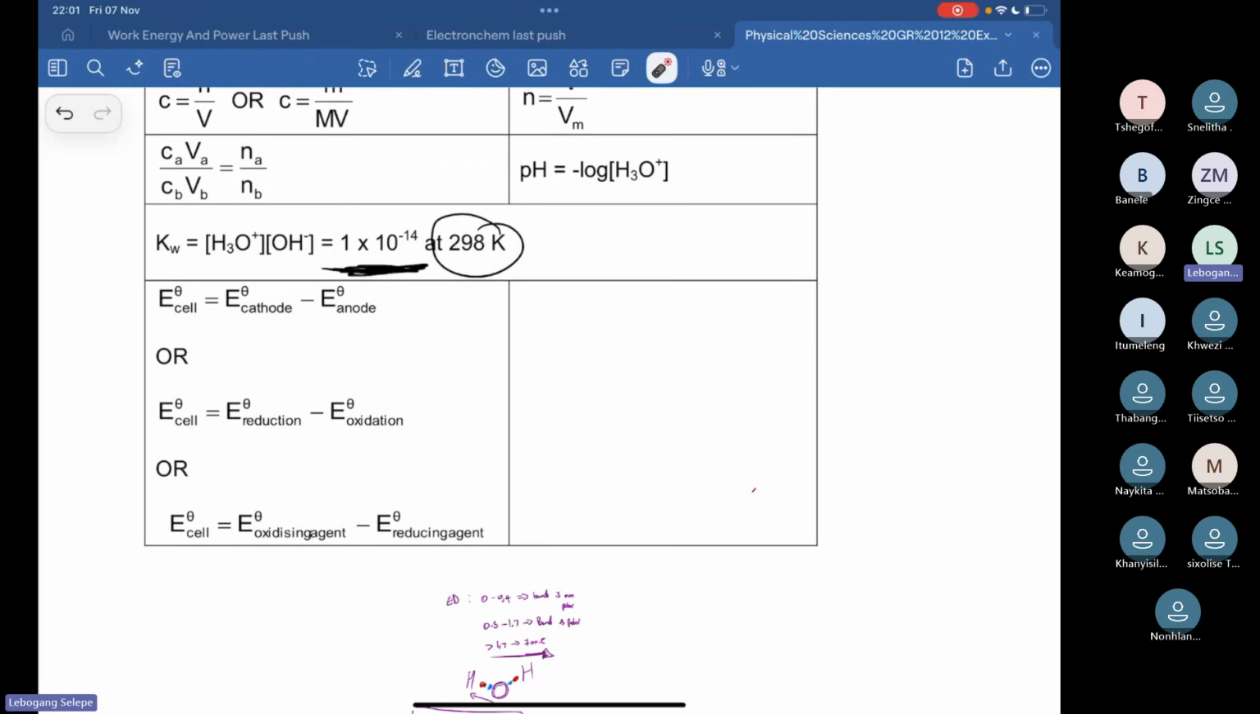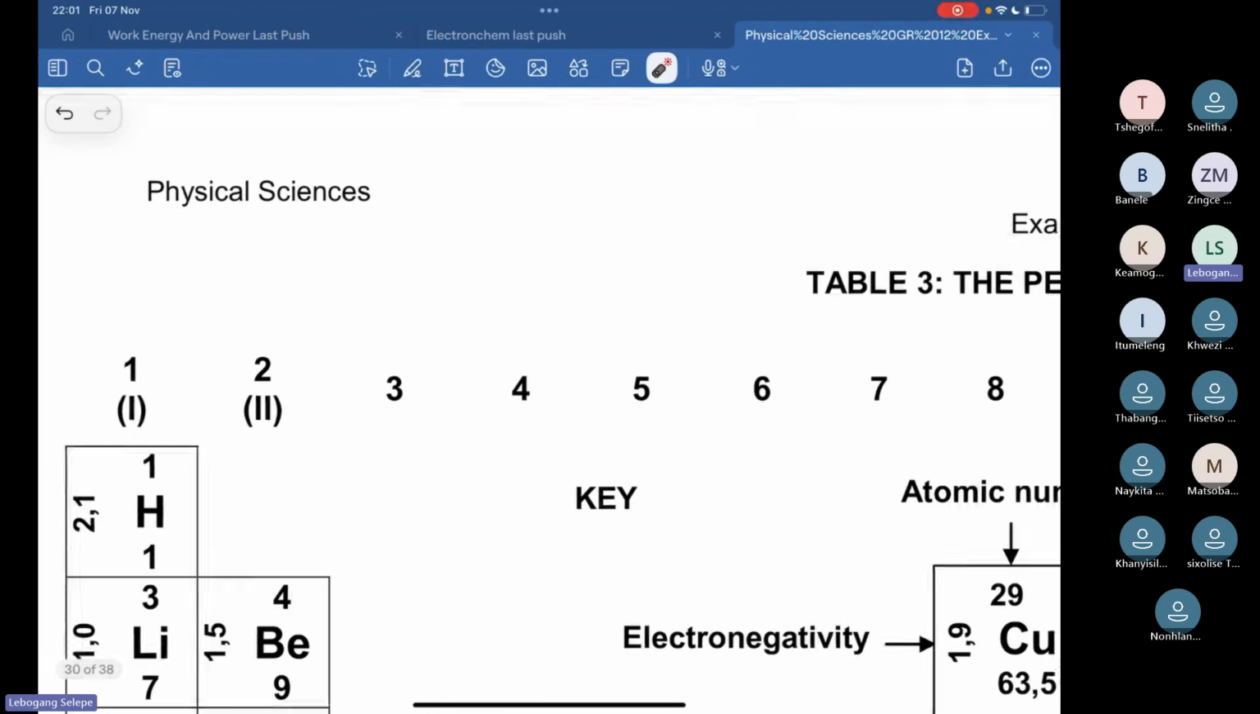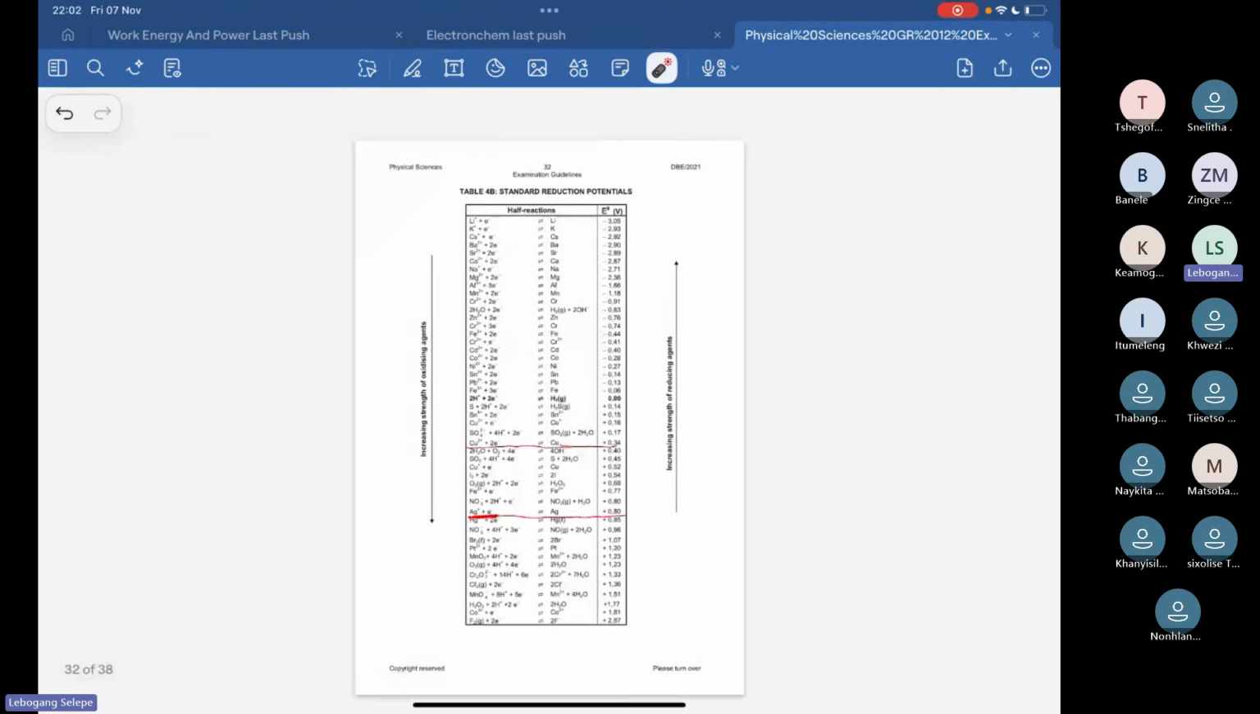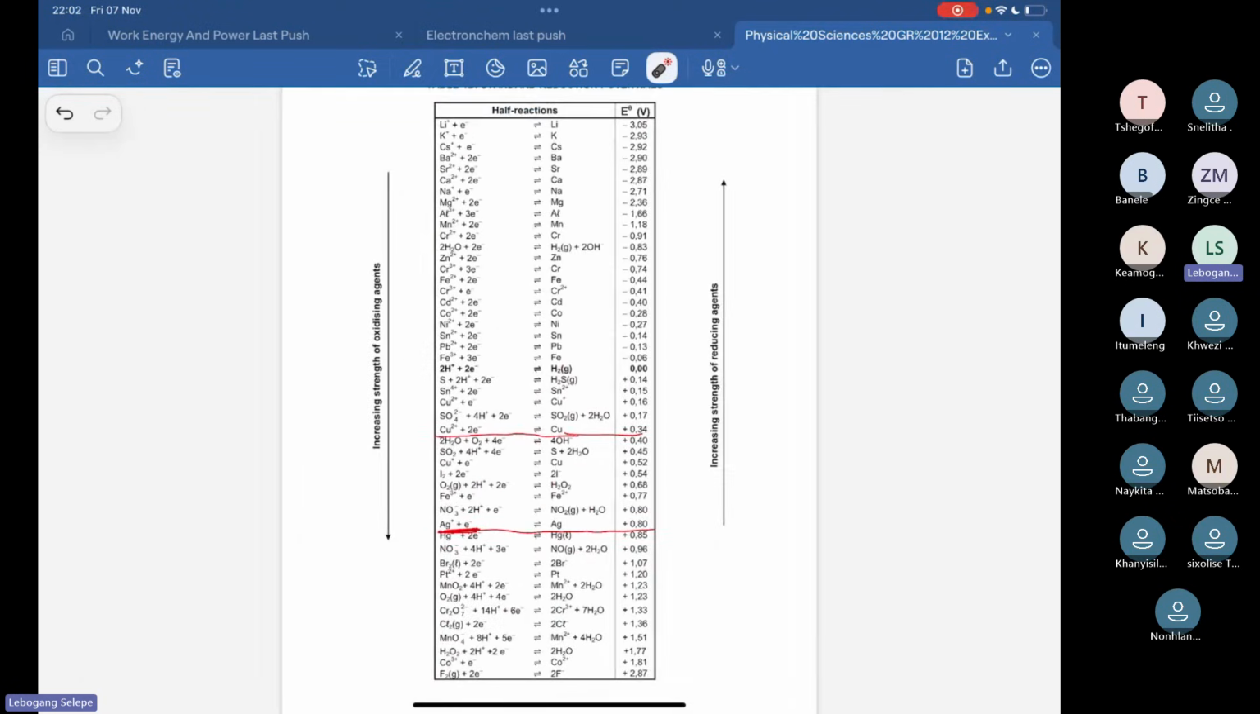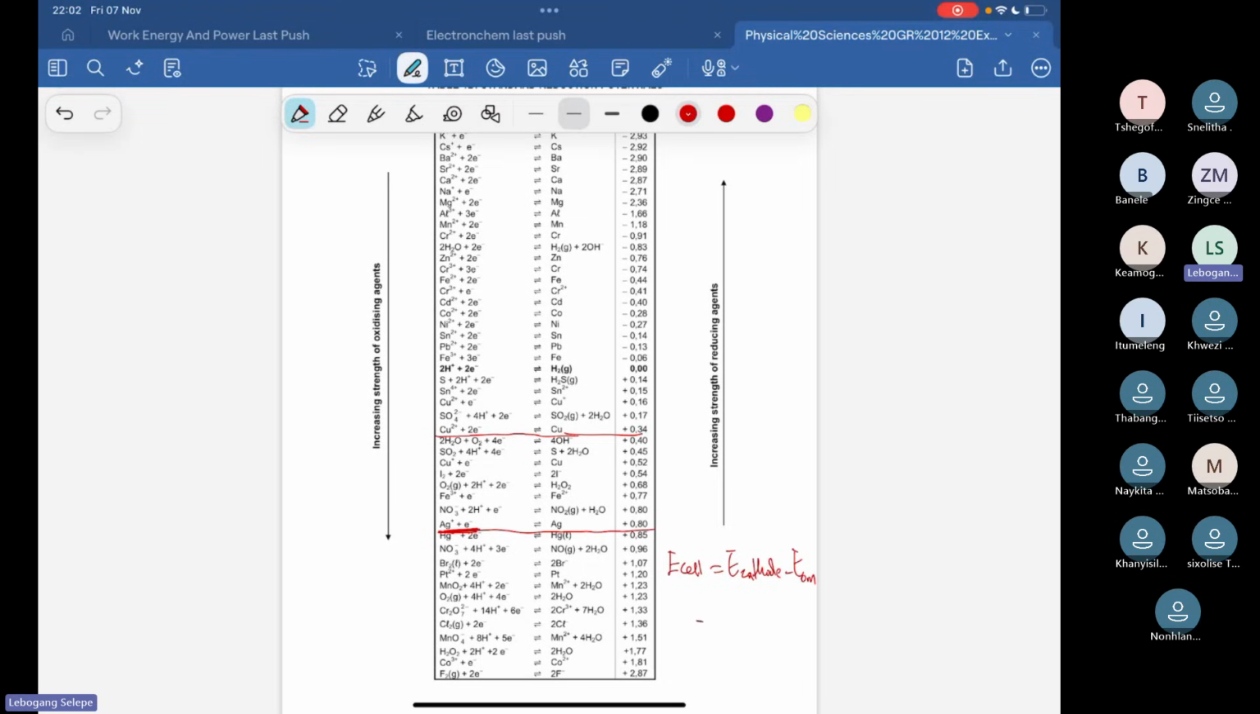So we can go back to our table so that we can calculate E cell. Here is where oxidation is taking place, here reduction is taking place. So E cell is equal to E cathode minus E anode. Just copy the formula.